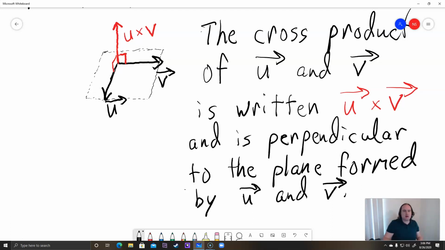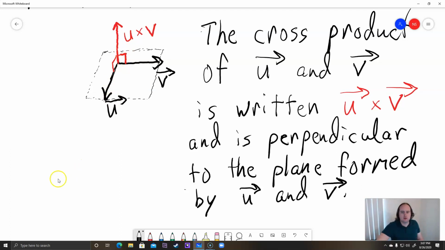And if you think about it, this drawing that I've drawn here, the red vector, it is perpendicular to both u and v, but you might be wondering, well, how come it's pointing this way and not pointing down? Because if it were pointing down, it would still be perpendicular to the plane. And the answer is you can use what's called the right-hand rule to decide which direction u cross v goes.